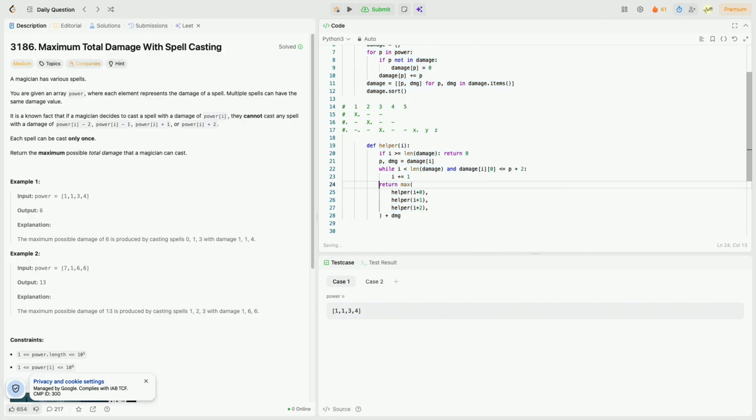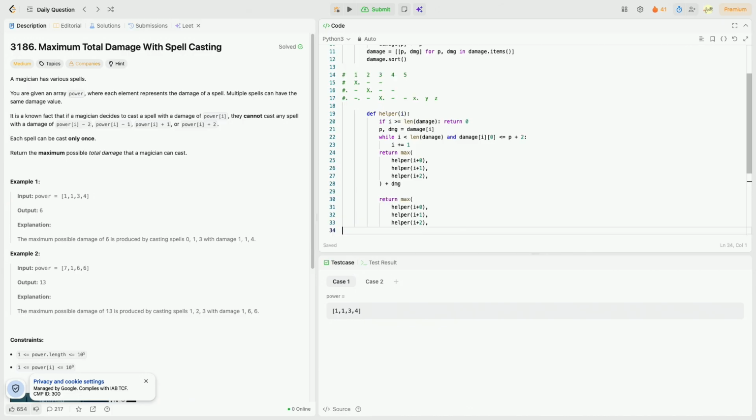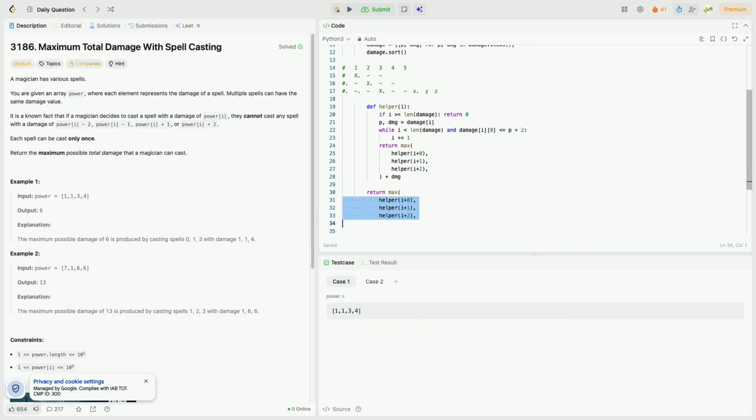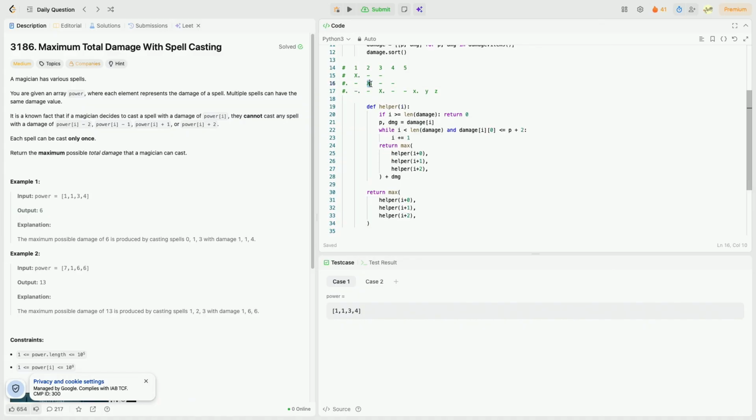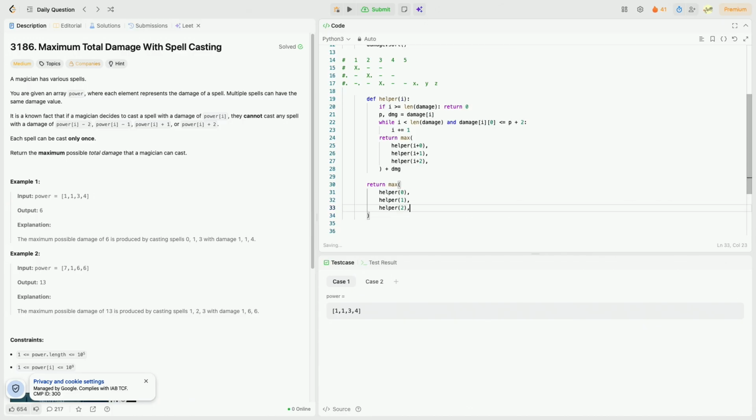Now, when we start calling the function, we have to do the same thing here. Consider all of the possible starting positions, like we have to start at the first index, at the second, or the third. Because if we start at the first index, we cannot pick the second or third, which is exactly why we have these other options to pick a spell from. Right, so this is everything we need to solve this problem.